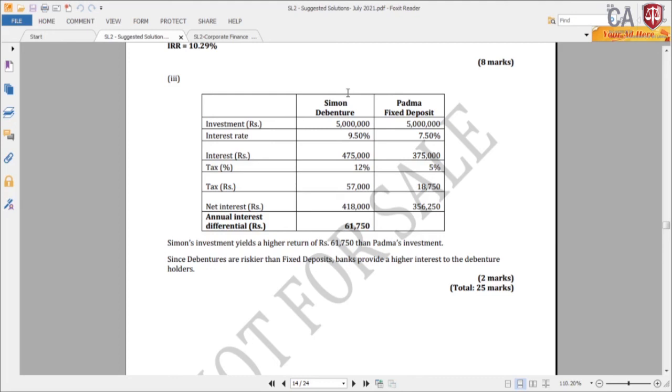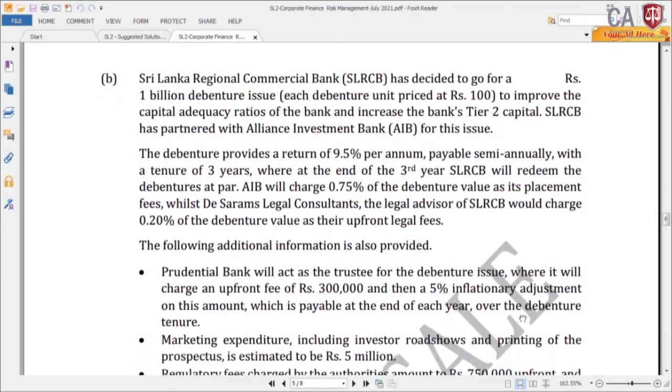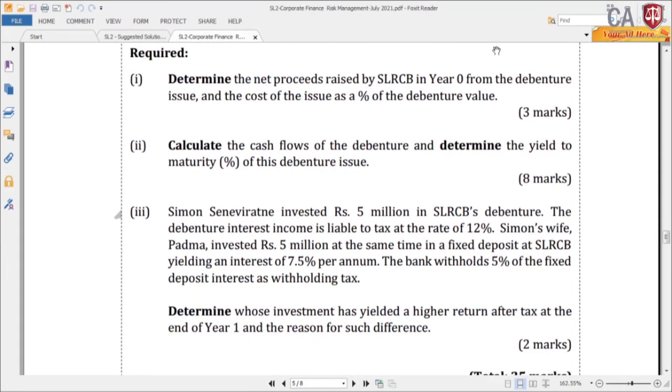they say that Simon Seniviratna invested 5 million in the debenture, rupees 5 million he has invested in the debenture. Debenture interest income is liable to tax at the rate of 12%. So now this is not from the company point of view, this is from the investor point of view.